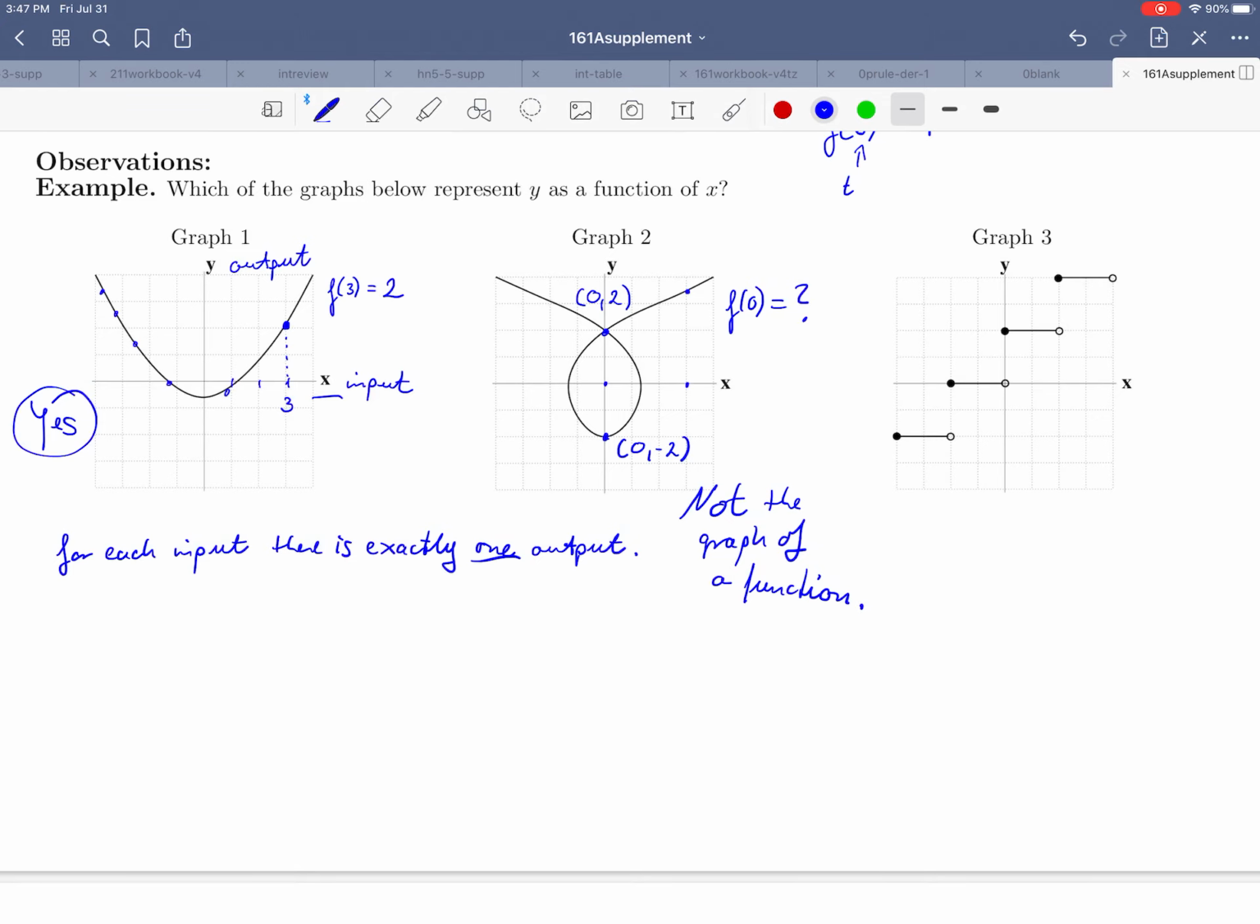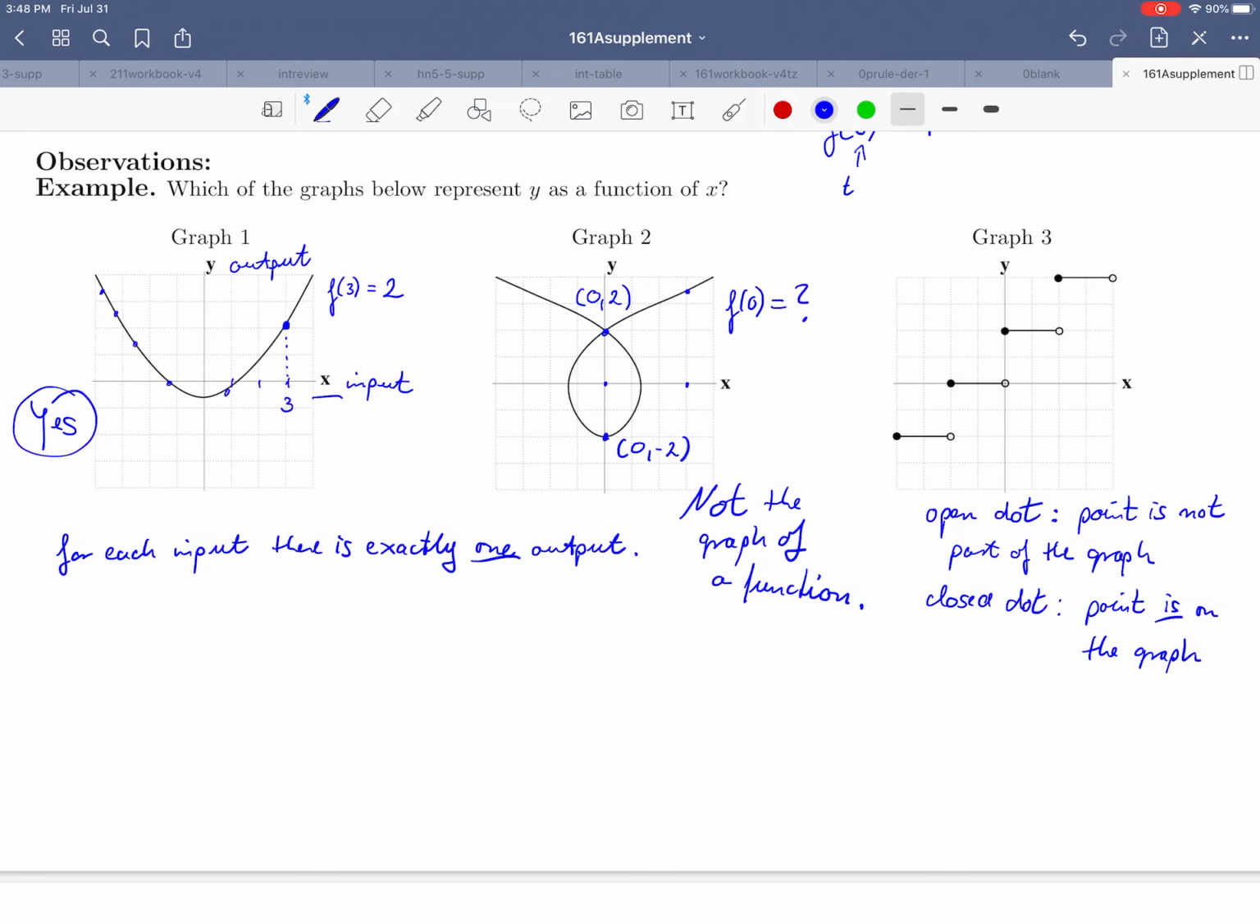What about graph number 3? That one looks a little funny because it has these open and closed dots, but an open dot or open circle means that the point is not on the graph, is not part of the graph. And the black dot or the closed dot means that the point is on the graph.